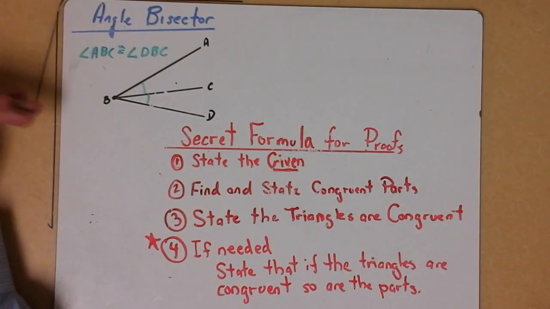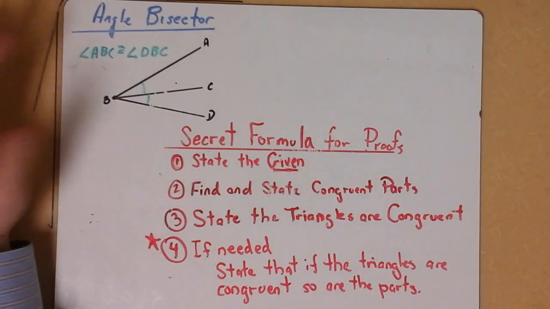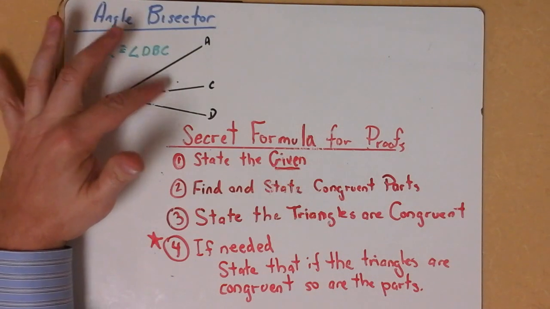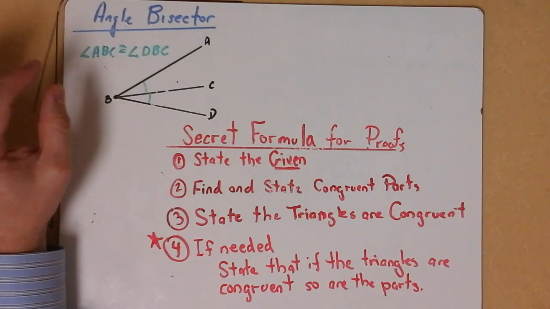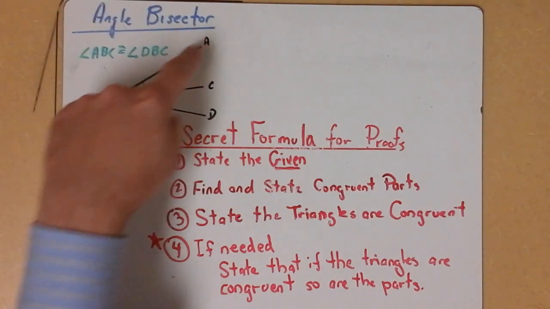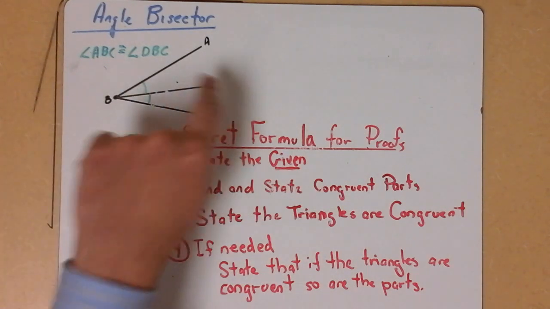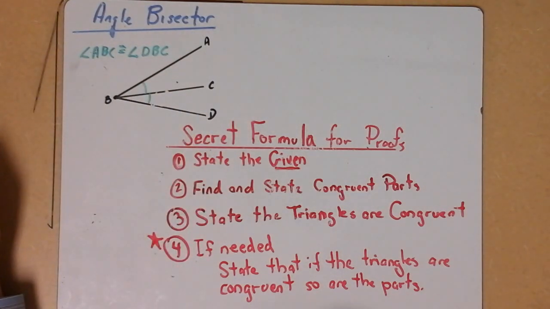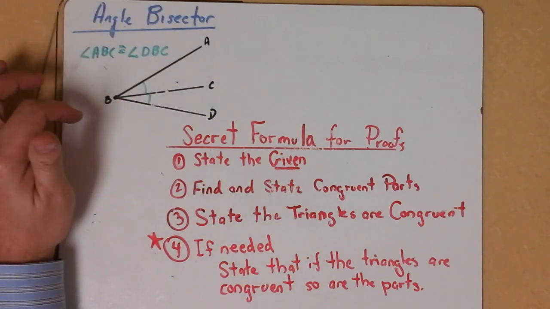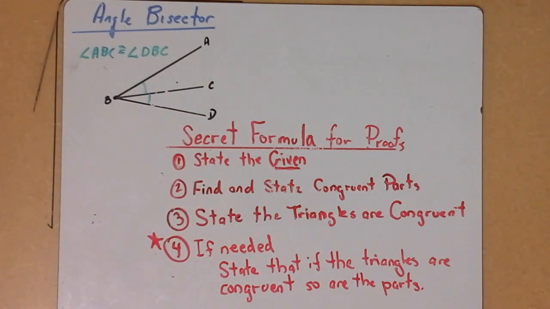Okay, so we talked about the angle bisector last time. If we have a stated bisector, so like BC is a bisector of angle ABD, from there we're going to have two congruent angles. And then as a result of the bisector, we're going to have angle ABC is congruent to angle DBC. Well, we could also work our way backwards. If I know that these two angles are congruent, then I can make the statement that this is an angle bisector, and that's what we're going to look at.